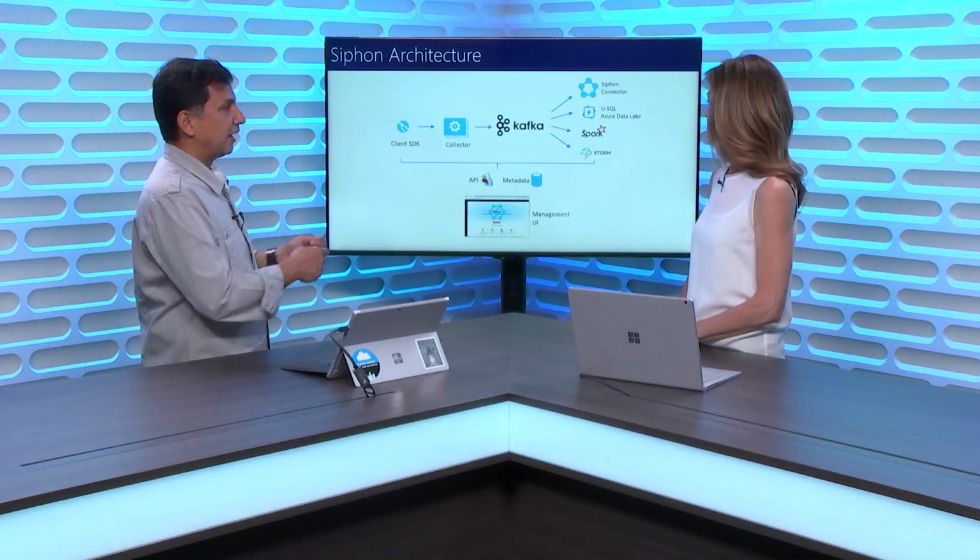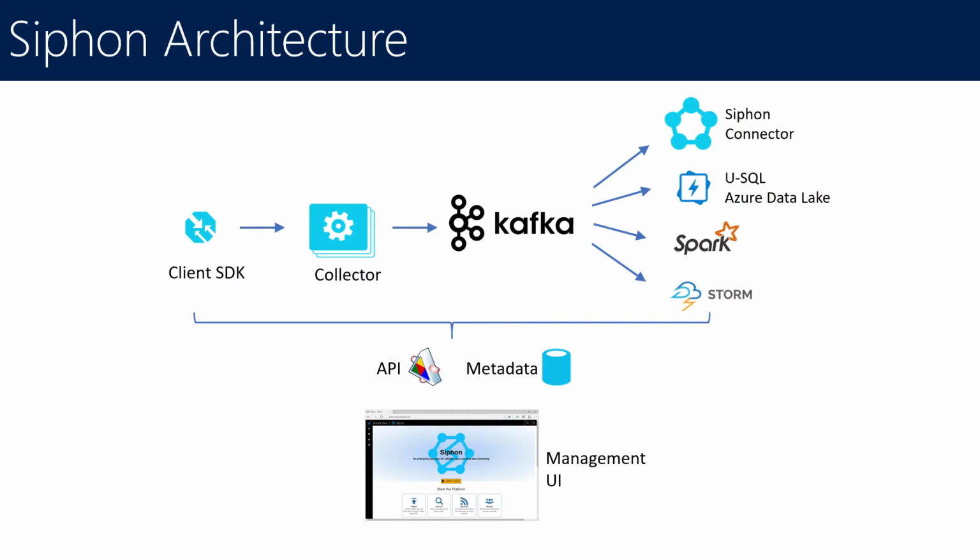On the right, you have the consumption services. You have basically two modes of consumption. Either you have streaming platforms like Spark or Storm that are used to consume the data, and we also have a connector service that can be configured to push data to various destinations. All of this is wrapped up in an API that is used by both Siphon's user interface as well as other tools that integrate with Siphon. Okay, so all of this is essentially Siphon. Exactly. The whole thing comprises Siphon, and we leverage HDInsight Kafka at the heart of this service.